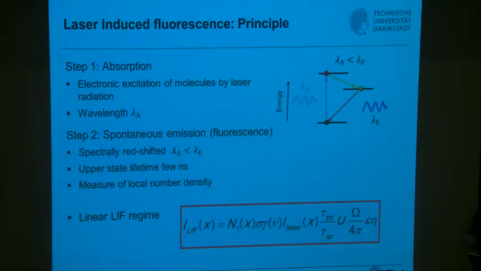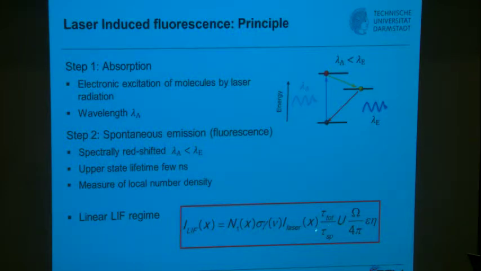I explained that already 2 days ago, I think. The overlap between laser and absorption line. That is a convolution hidden in here. The laser intensity. You have to know the probe volume size, the detected angle, and the detection efficiency of your detector, quantum efficiency, as well as the transmissivity of your optics.